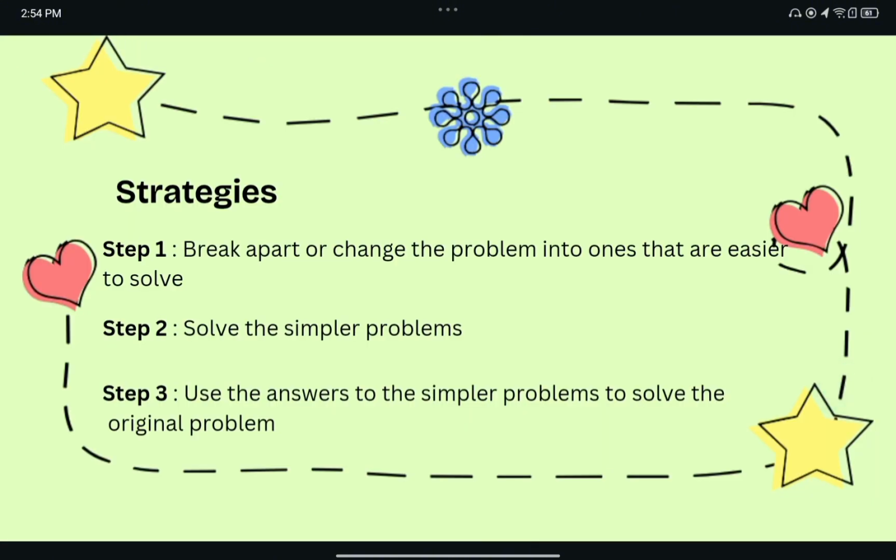So, here are the steps to apply this strategy. Step 1. Break apart or change the problem into ones that are easier to solve. Step 2. Solve the simpler problem. Step 3. Use the answer to the simpler problem to solve the original problem.